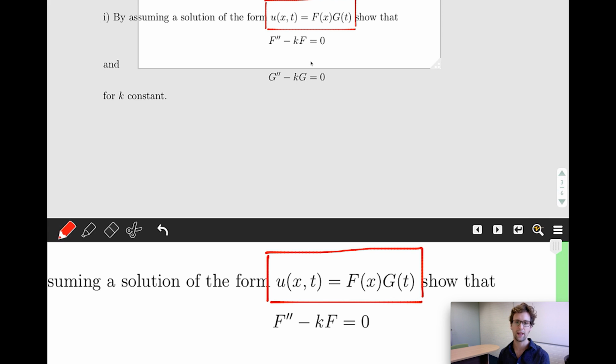Now, not every function of x and t can be written like that. So this is really an assumption. It's a simplifying assumption, and we're going to have to see if it makes sense. So we're going to make a guess that the solution is of this form, and then see what the consequences of that are. And if we get something that is nonsense, then we know that this was a bad guess.